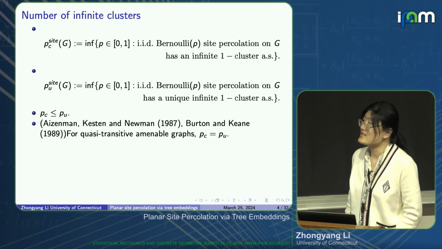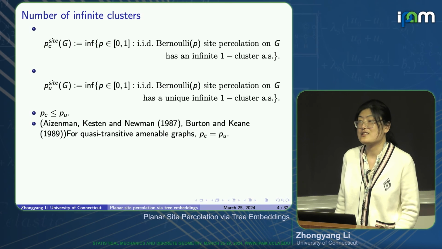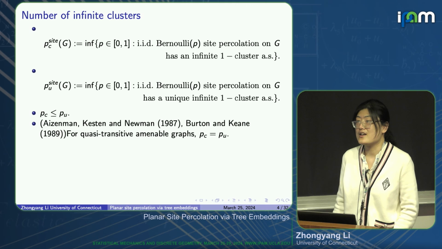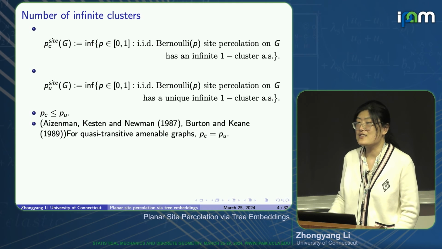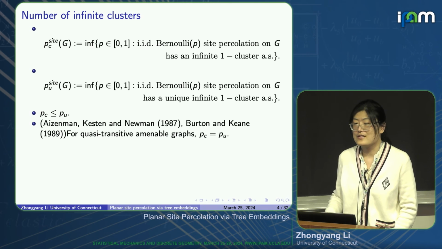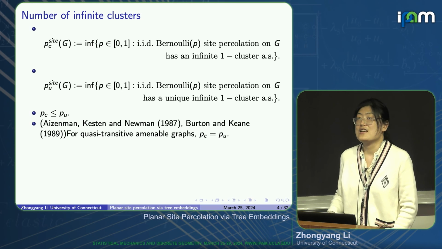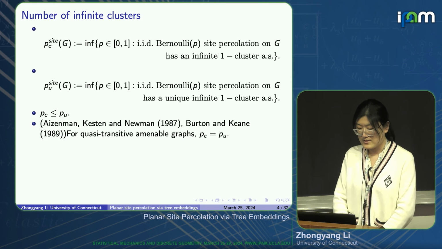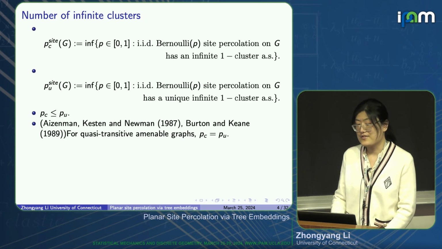Quasi-transitive means that there are only finitely many different types of vertices. Amenable means that the subgraphs could have a boundary as small as we want. Basically, if we take any finite subgraph, we consider the total number of vertices on the boundary of that subgraph divided by the total number of vertices in that subgraph, and we take the infimum over all finite subgraphs. If this infimum is 0, then this graph is amenable. If this infimum is strictly positive, this graph is non-amenable.